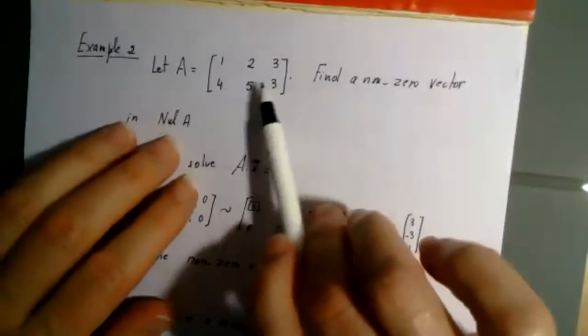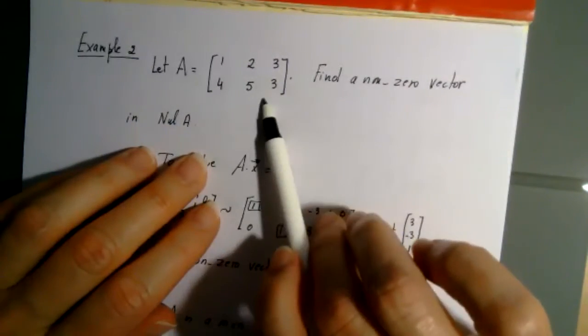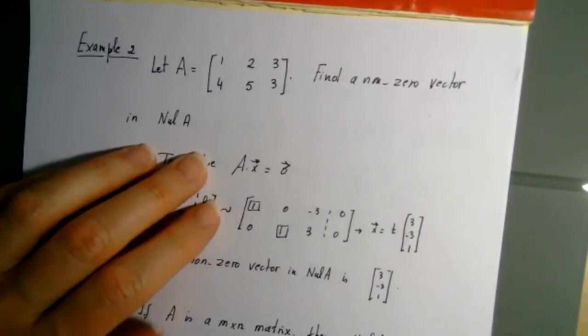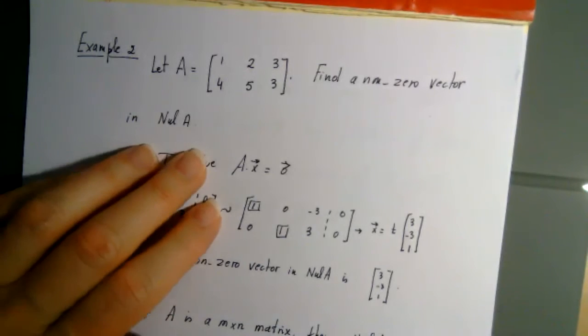Now, example number 2. I gave you this matrix, and now I'm asking you to find a non-zero vector in the null. What am I asking you now?